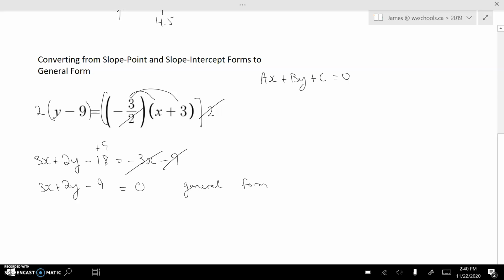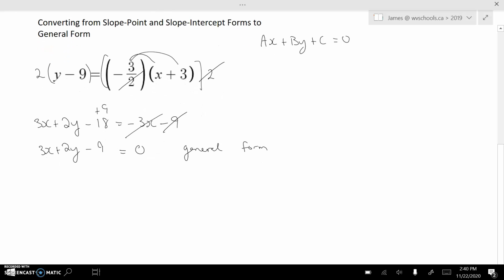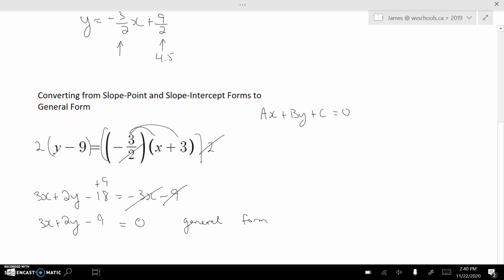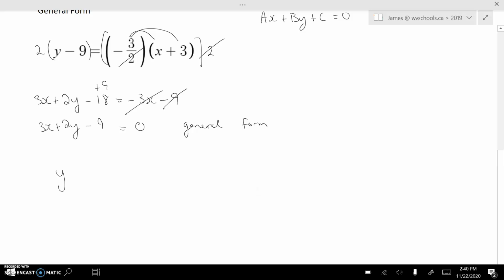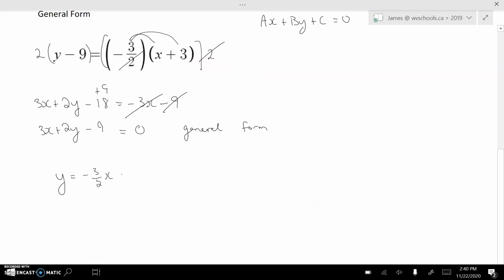So that's one way to do it. That's taking it straight from slope point form. If we are already in slope intercept form, it's a pretty basic step as well. So I'm just going to rewrite the slope intercept form that I have above there. So it was y is equal to negative 3 over 2 x plus 9 over 2.